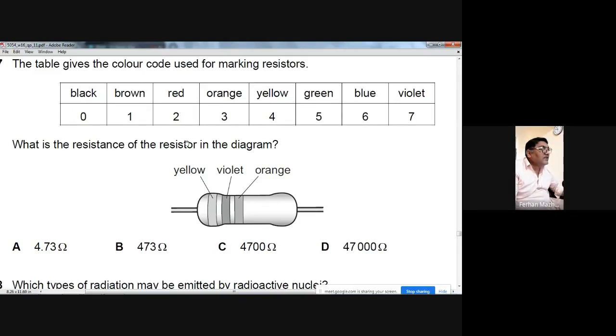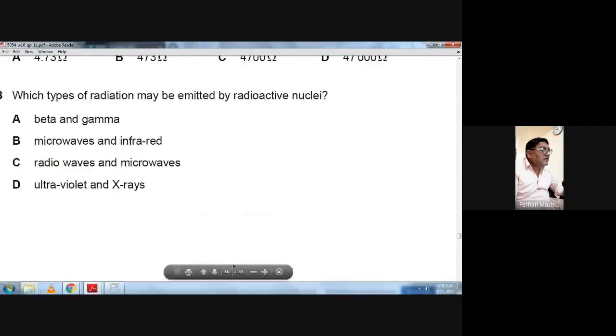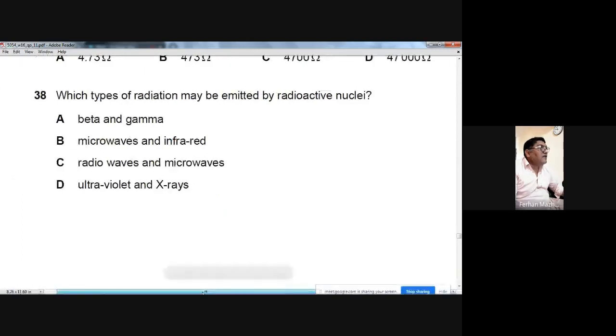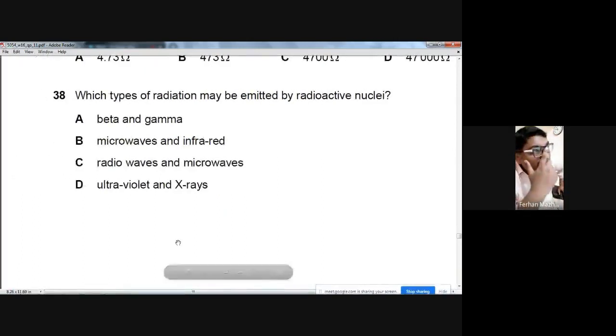And the next one is 38. Which type of radiation may be emitted by radioactive nuclei? Radioactive nuclei give out alpha, beta, and gamma. Beta and gamma is the right answer. Microwaves, no. Radio waves, no. Ultraviolet, no. So A is the choice. For 38, the choice is A. Alpha, beta, gamma.